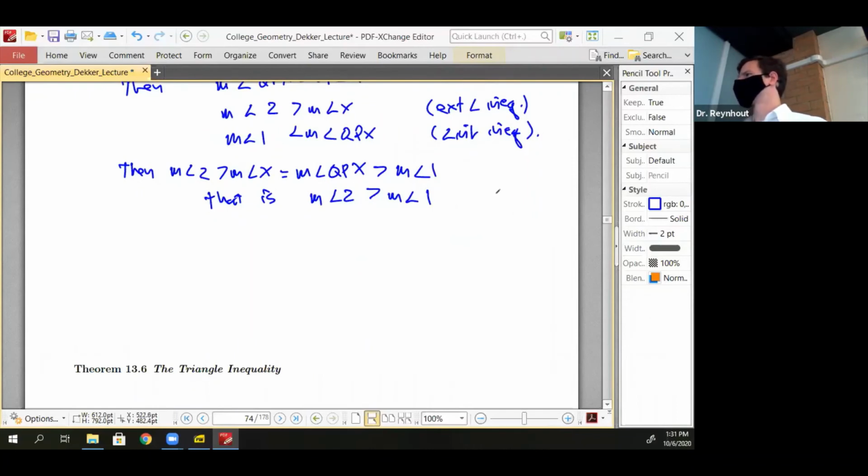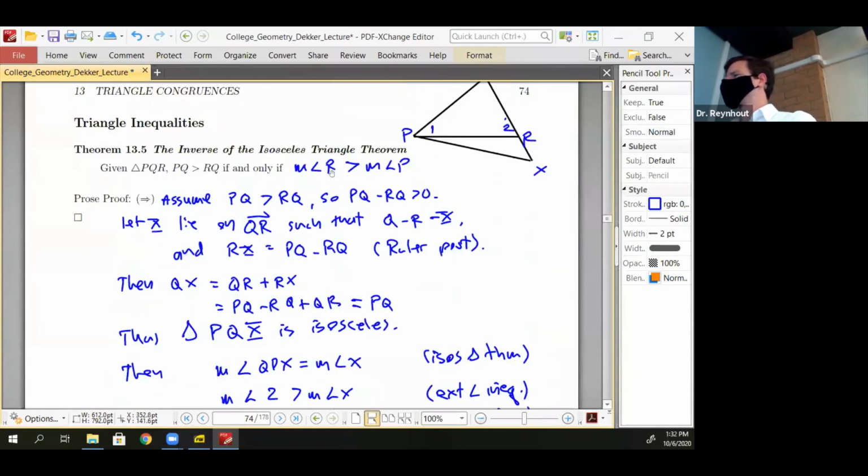All right, so that's the forward direction done. We do actually have the reverse direction available to us. Let me double check this here a second. So for the reverse direction, we assume the opposite. We assume that the measure of angle R is greater than the measure of angle P. We even copied it correctly this time.